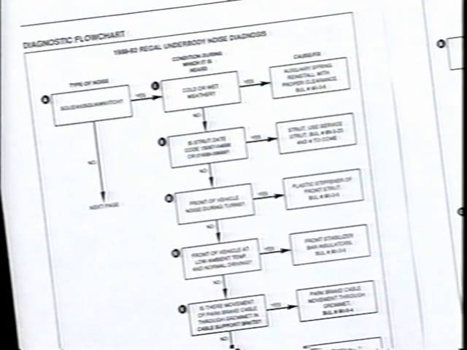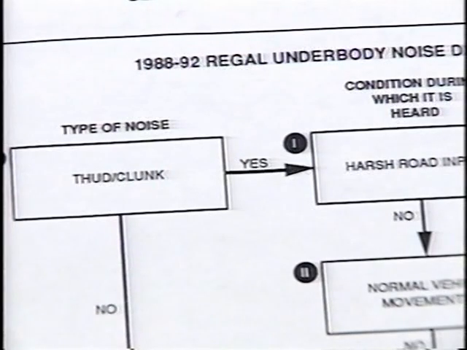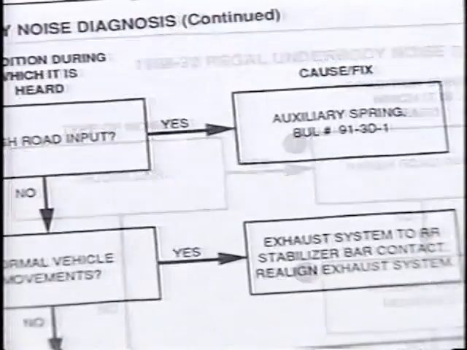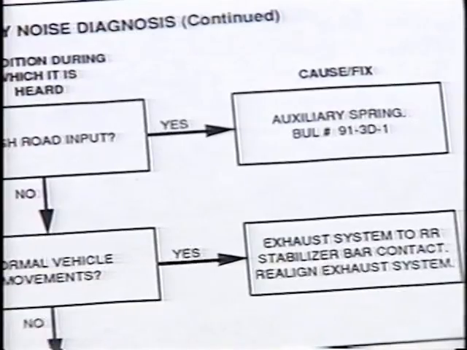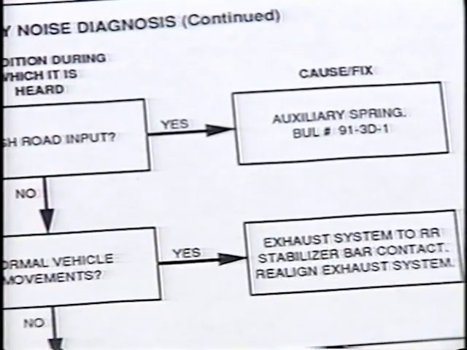Once a noise condition has been verified and its approximate location is known, refer to the diagnostic flow chart in the reference manual. The chart lists the most commonly reported noises and the conditions most likely to cause them. Where appropriate, the chart also references service bulletins that relate to the repair of the noise conditions.